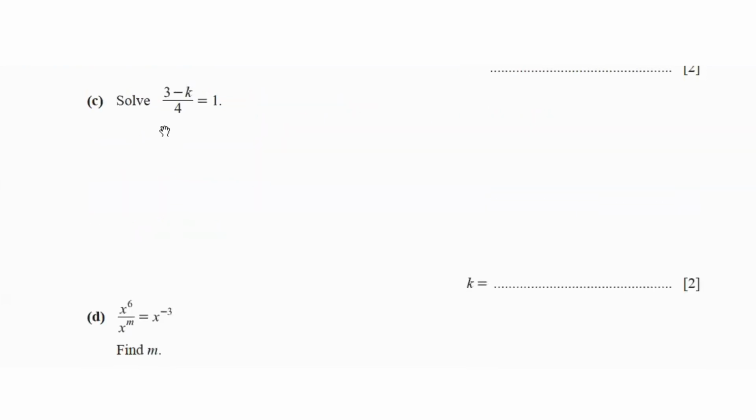Part C says solve 3 minus k over 4 equals 1. So we're going to start with cross multiplying 4 with 1. So that's 4. Swap k with 4. So 3 minus 4 equals k. And -1 is k.